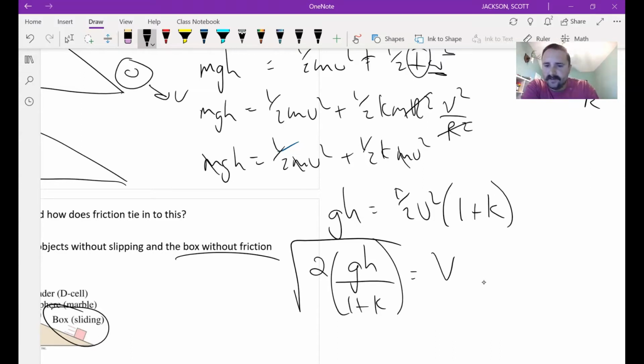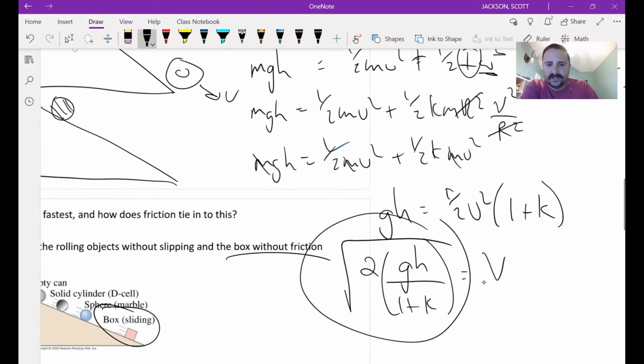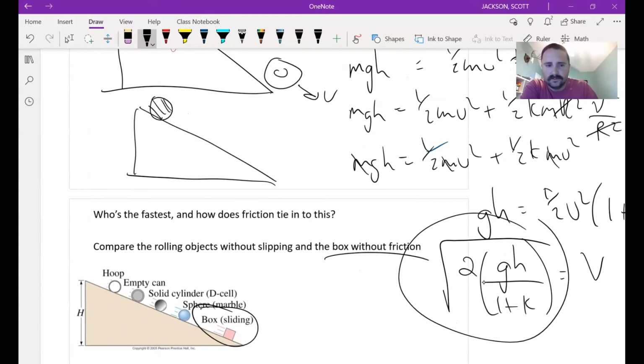So this tells me that to find out who's going to win the race, what matters right here is g and h. They all have the same g, they all have the same h, so the only thing that matters is k. So that's pretty cool. Winning the race, the only thing that matters is the shape of the object. Objects with a higher rotational inertia, which are just the ones that are harder to rotate, have a higher k value, so the hoop is always going to lose because it has the highest k value.